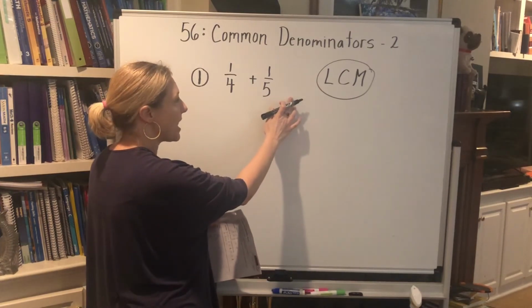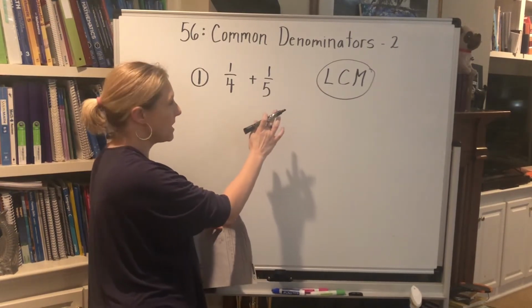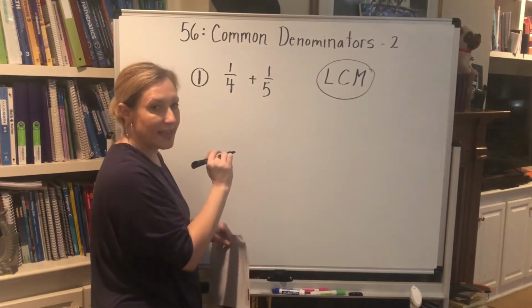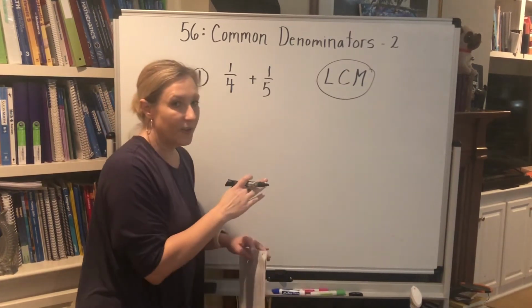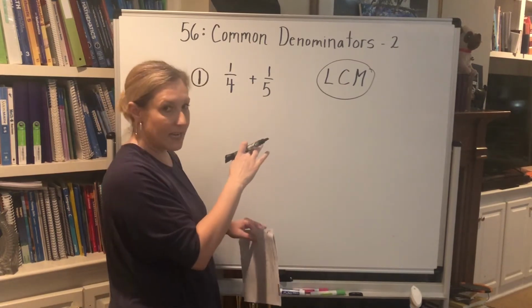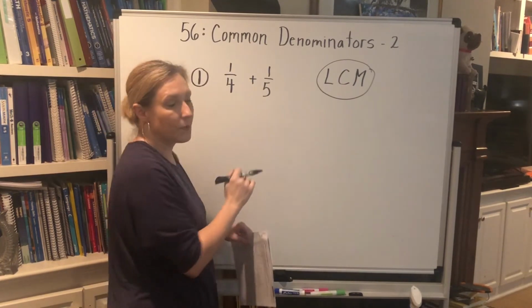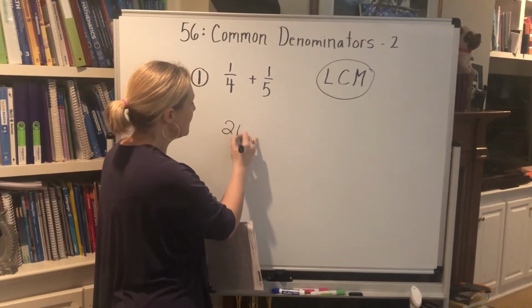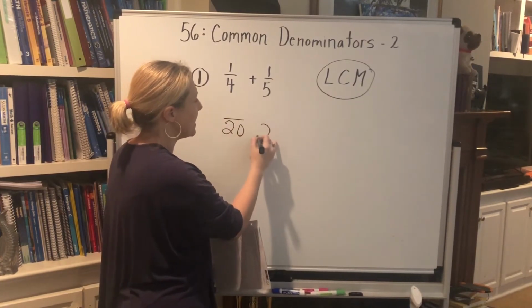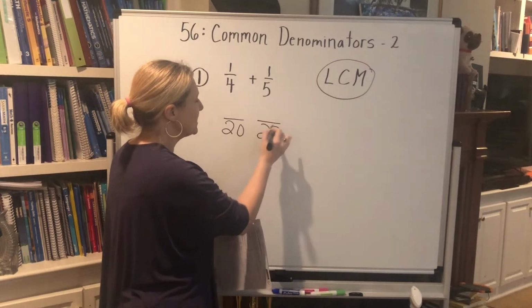5 times 1 is 5. Does 4 go into 5? No. 5 times 2 is 10. Does 4 go into 10? No. 5 times 3 is 15, and 4 does not go into 15 either. But 5 times 4 is 20, and 4 does go into 20. So our least common multiple, or our common denominator, is going to be 20 here.